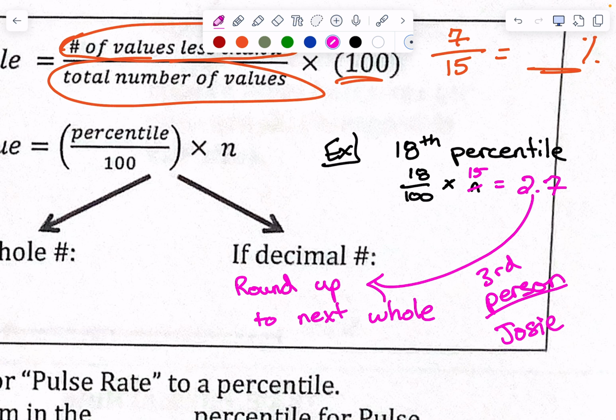So we need them in order. You need them in order. There are 3 people lower than you. I'm the third person. Okay, what percentile am I? Round up to the nearest percentile. 66.7, so 67. That's what I got.